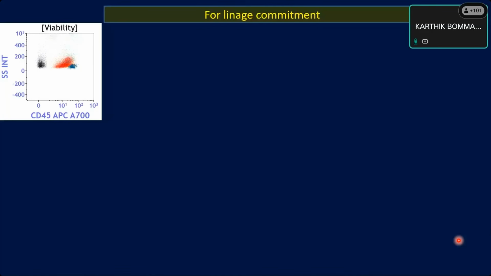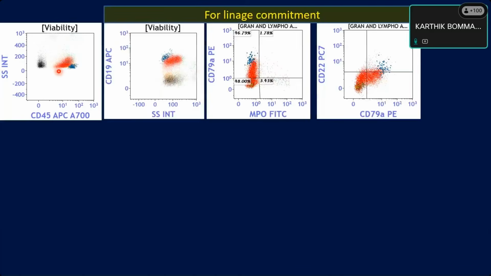So how to assess lineage commitment? Any acute lymphoblastic leukemia or acute leukemia will have dim CD45 expression. CD45 expression will be dim, and then you have to further assess for lineage. For B lineage assessment, you look for CD19, CD79a, and CD22. This case is positive for CD19, CD79a, and CD22, so B lineage orientation is there.